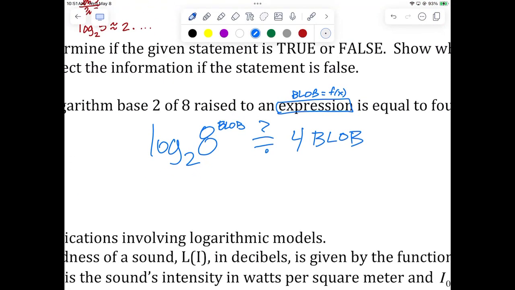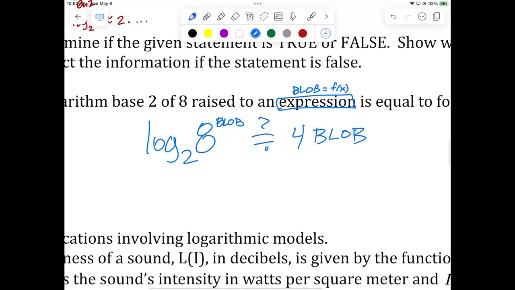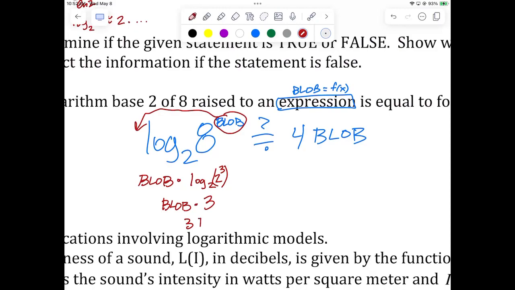Well, let's see. I need to try and make the left side look like the right side. So what could I do with the expression that's the blob since it's an exponent? I could bring it out front. So I have blob times log base 2 of 8. Now, log base 2 of 8 is the same as log base 2 of 2 to the what? Third, right? Because that's another name for 8. And that becomes blob times what? What is log base 2 of 2 to the third? 3, right? 2 to the third is 8. So that becomes 3 times the blob.